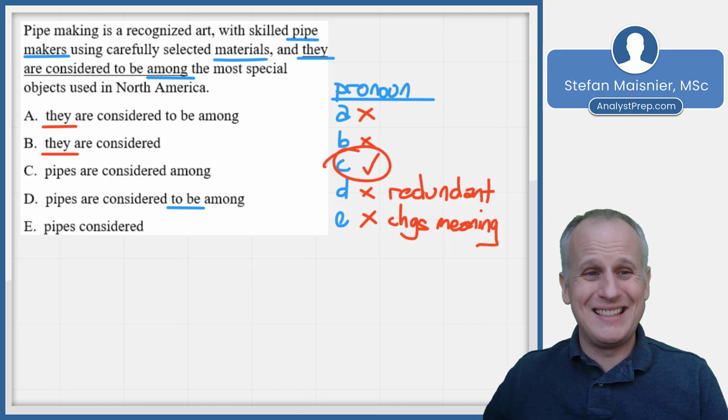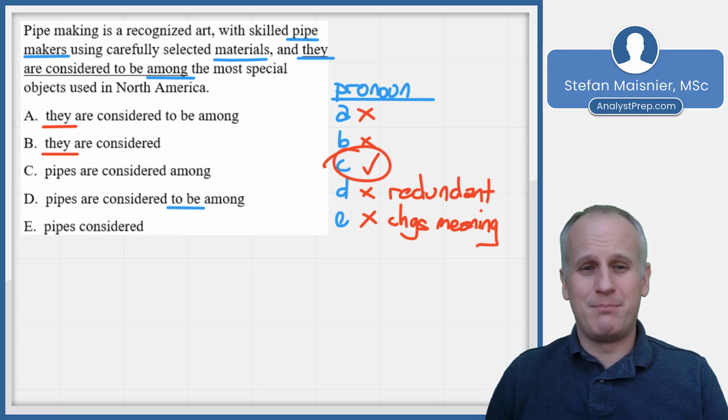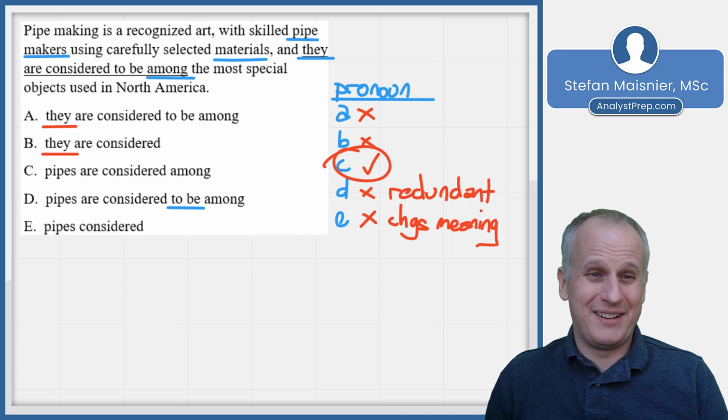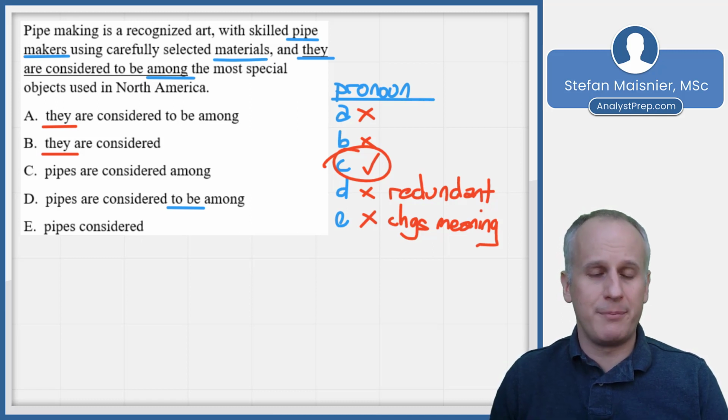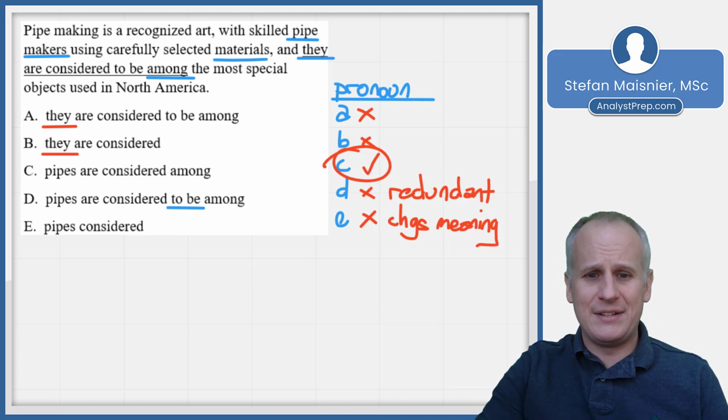But as always, read the sentence with your choice before selecting to confirm that it doesn't introduce any errors or confusion or change the meaning in any way. So: pipe making is a recognized art with skilled pipe makers using carefully selected materials, and pipes are considered among the most special objects used in North America. Everything makes sense. It captures a logical meaning and is our correct answer.